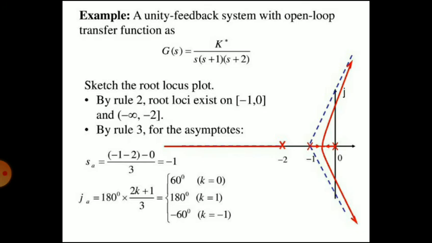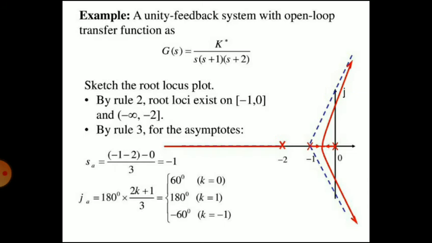So that is denoted by the dark lines. So 0 to minus 1 is RL, that means on the root locus, and NRL means it is not on the root locus.